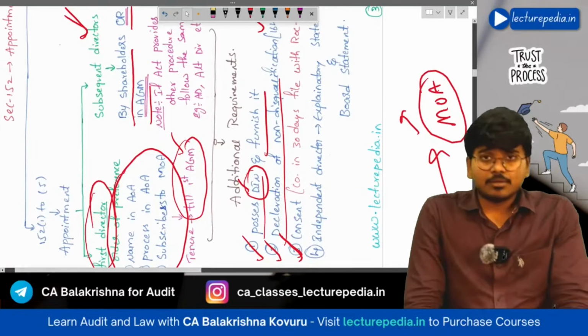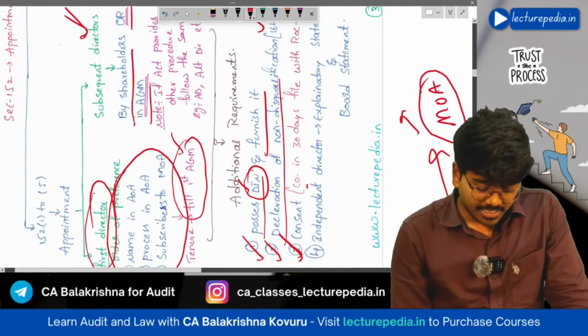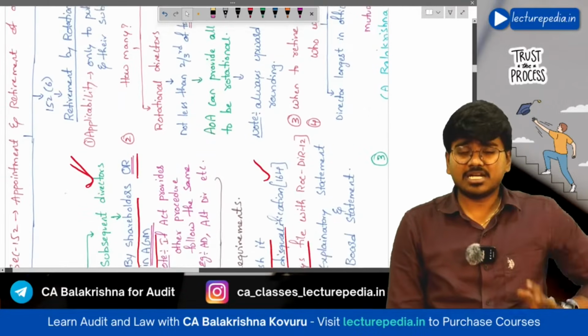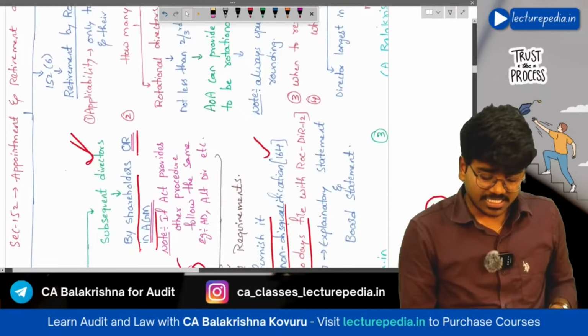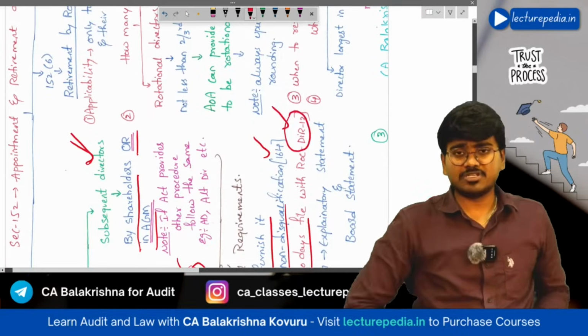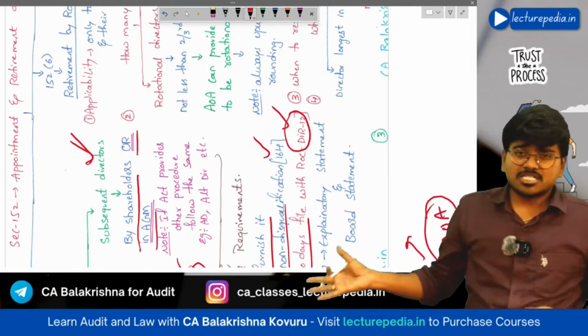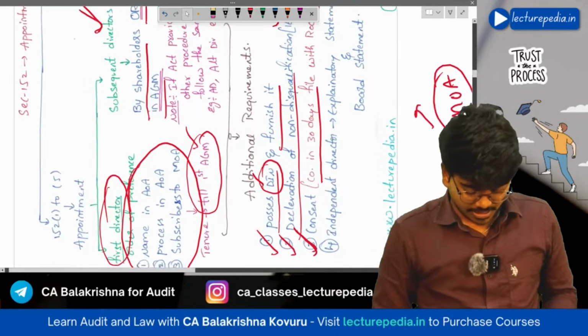And once the person gives the consent, the company within 30 days has to file a form with the Registrar of Companies, that is DIR 12. This is the form which has to be filed by the company with ROC, stating that we have appointed this particular person as a director in our company.